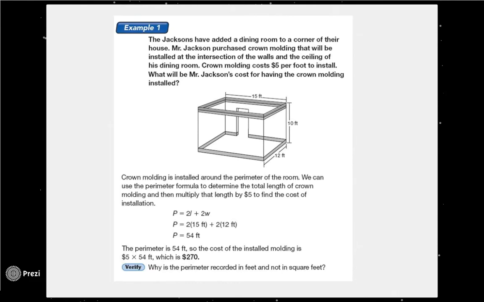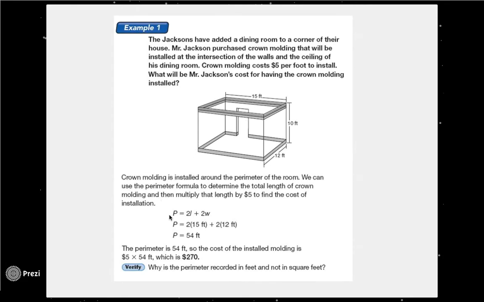And here's the first example. The Jacksons have added a dining room to a corner of their house. Mr. Jackson purchased crown molding that will be installed in the intersection of walls and ceilings. Crown molding costs $5 per foot to install. What will the Jacksons cost for the crown molding? The crown molding is the stuff on the top of the walls, so we just need the outside part of the wall. So how do I figure out what the outside of the wall is?